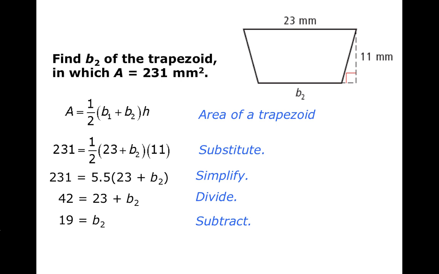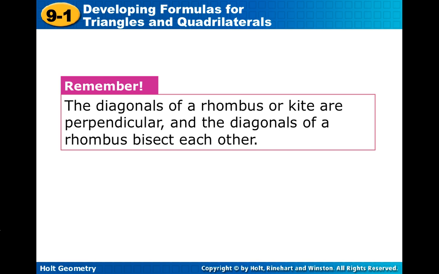Okay, anything else? Okay, there was a trapezoid. Let's look at a rhombus and a kite for the last two. Now reminders, diagonals on a rhombus are perpendicular, diagonals on a kite are perpendicular.